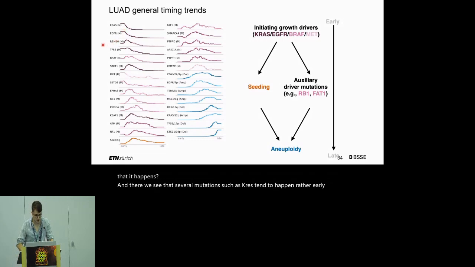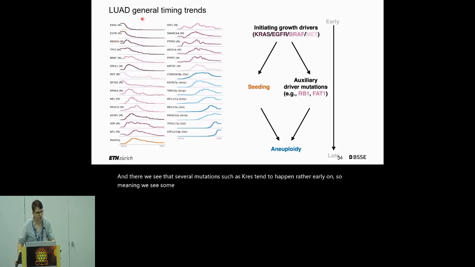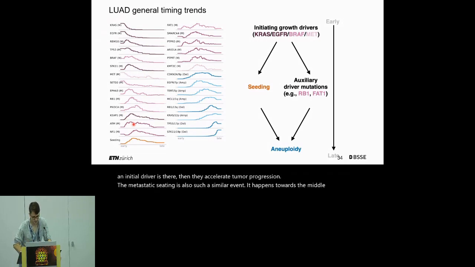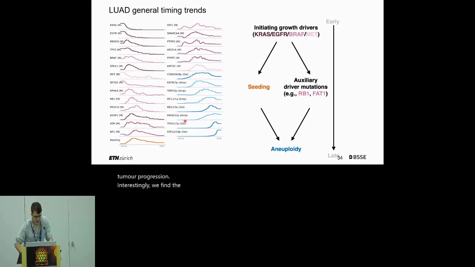So meaning we see some definitive set of initiating primary drivers, as well as some typical seconds and thirds that do not have a strong enough impact to initiate initial growth. But if an initial driver is there, then they accelerate tumor progression. The metastatic seeding is also such a similar event. It happens towards the middle of primary tumor progression. Interestingly, we find that copy number alterations tend to happen rather late during a progression trajectory.